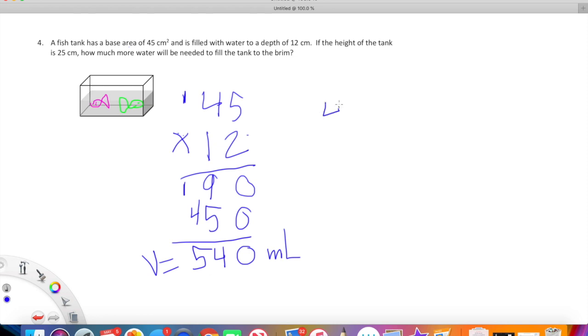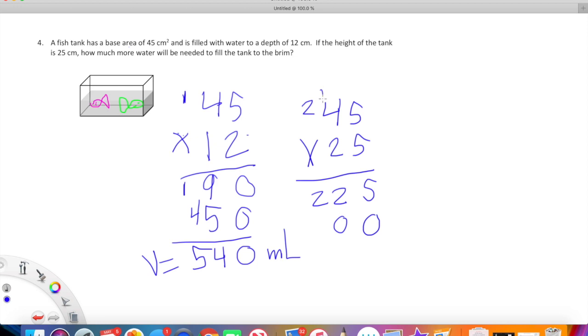So now we do 45 times 25 to get our answer. 5 times 5 is 25. Put the 5 there, 2 up there. 5 times 4 is 20. 20 plus 2 is 22. 0 here, because this is a 20, not a 2. 2 times 5 is 10, 0 here, add a 1. And 2 times 4 is 8, plus 1 equals 9. Now add this all together.